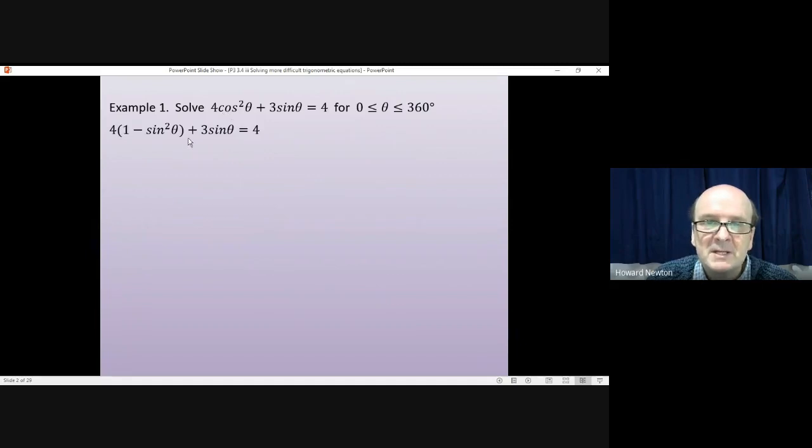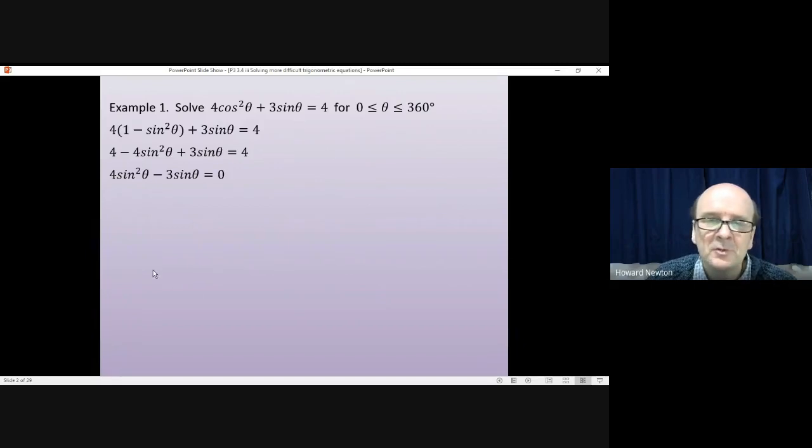So instead of writing this, we can write 4 into 1 minus sine squared plus 3 sine theta equals 4. Multiplying out the brackets, we'll get that. Collecting all the terms together, we'll get 4 sine squared theta minus 3 sine theta equals 0.